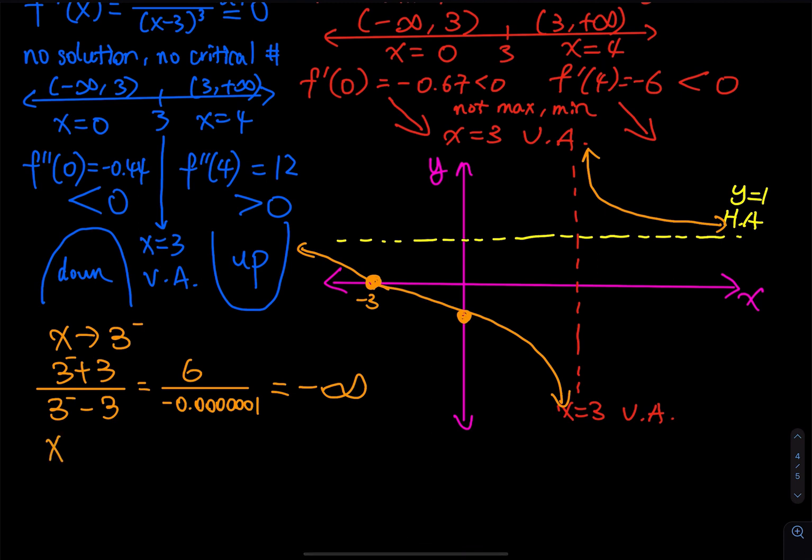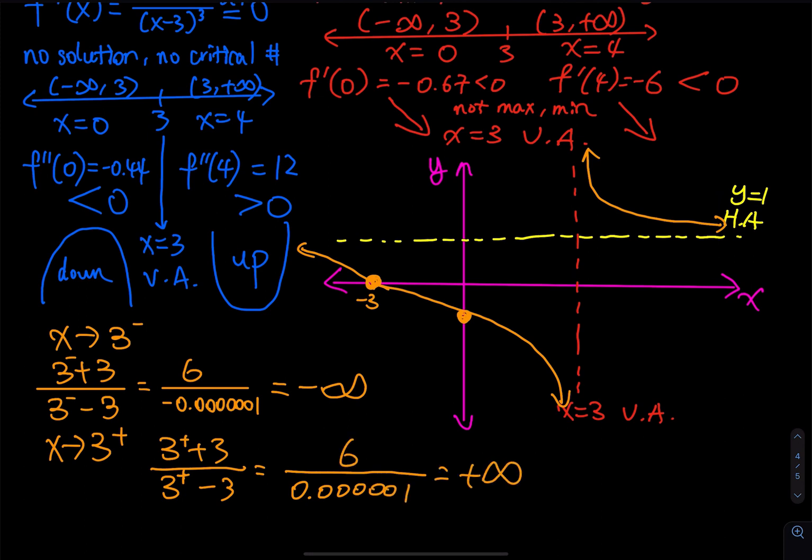As x approaches 3 from the right, you have 3 plus 3 on top, and then minus 3 on the bottom. A little bit greater than 3, minus 3, gives you 0 point a bunch of 0s and then a 1. The top is a 6, so that gives you a positive infinity. So that's how I figure out the going down and going up when x approaches 3 from the left side and from the right side.